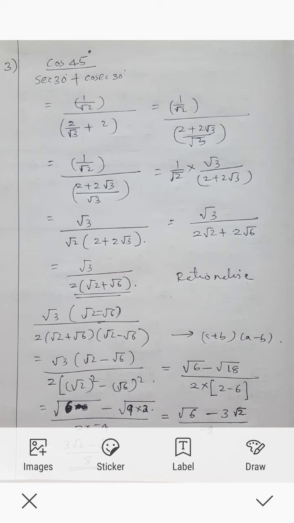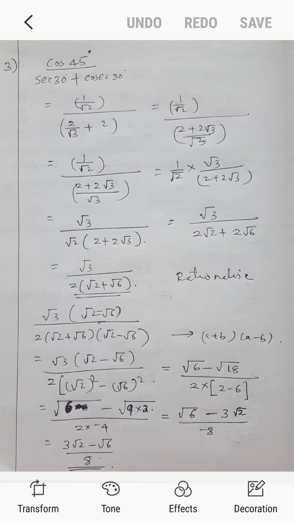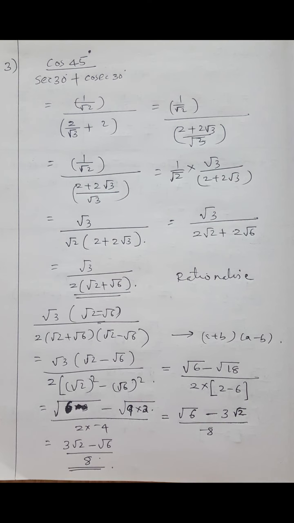Okay, and after that what we get? 2 minus 6. So root 6 minus root 18. Root 18 can be written as root of 9 into 2. 9 is a perfect square. Here we try to write the root number as the product of a perfect square and any other number. So root 6 we cannot write as a product of a perfect square, but root 18 we can write as a product of 9 and 2. So root 6 minus root of 9 into 2, by 2 into minus 4. 2 into (2 minus 6) is minus 4.